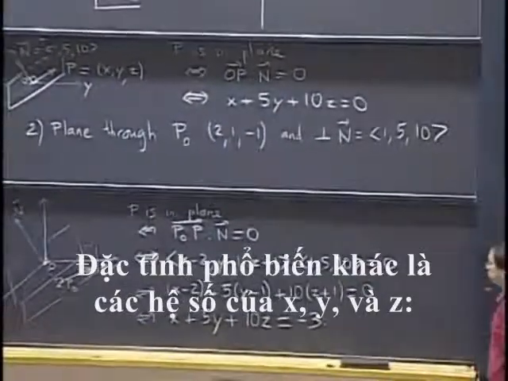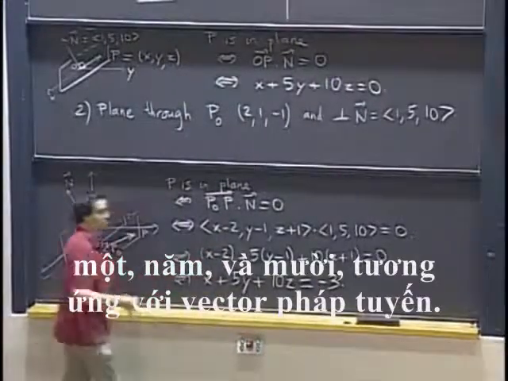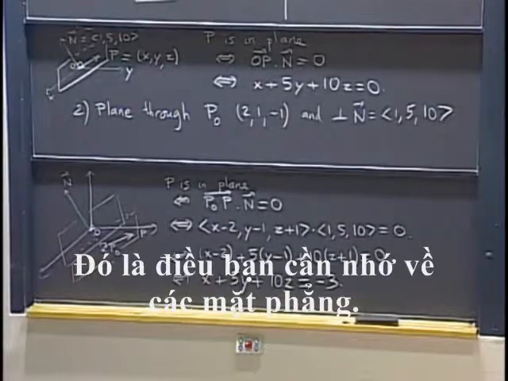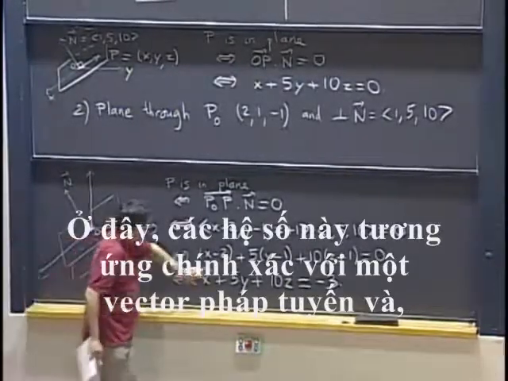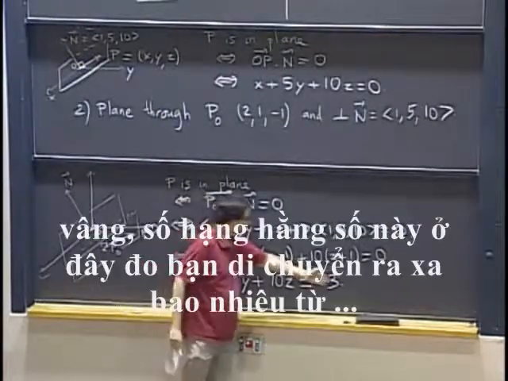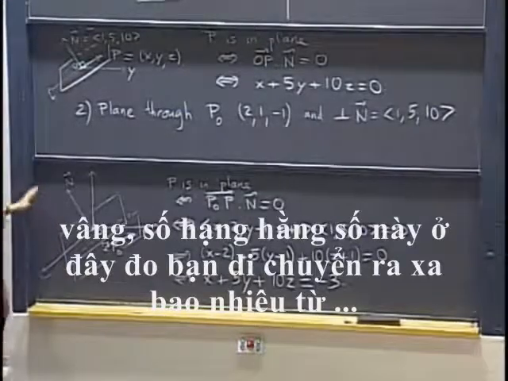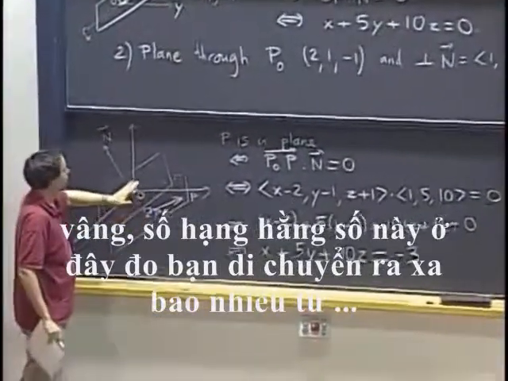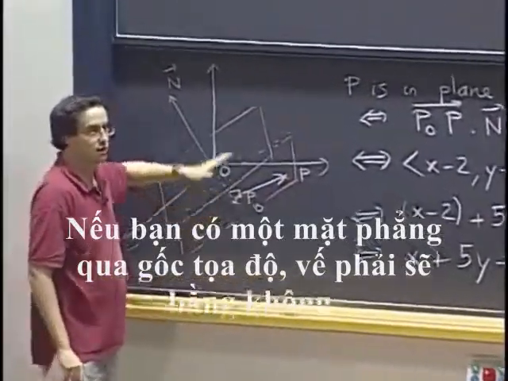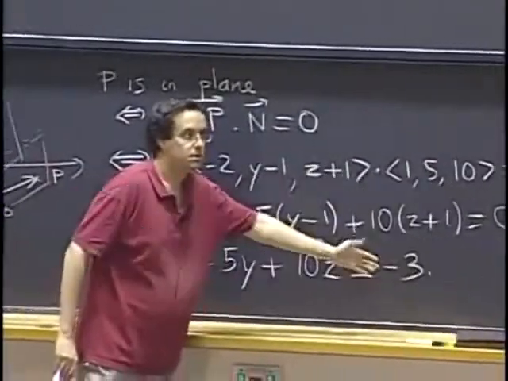The other common feature is that the coefficients of x, y, and z, 1, 5, and 10, correspond exactly to the normal vector. So that's something you should remember about planes. These coefficients correspond exactly to a normal vector. And this constant term roughly measures how far you move. If you have a plane through the origin, the right-hand side will be 0. And if you move to a parallel plane, then this number will become something else.